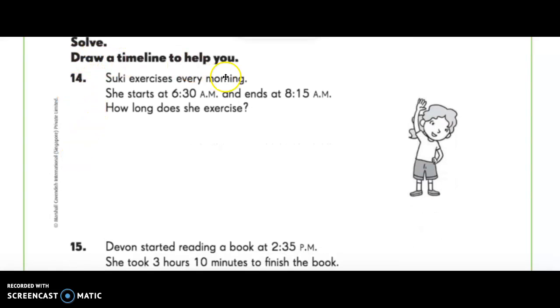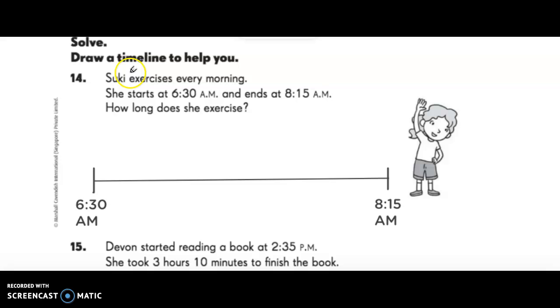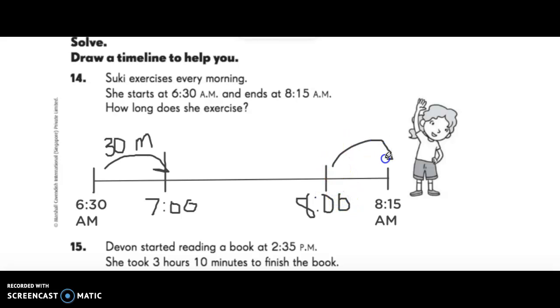All right, so again, draw a timeline to help you. Suki exercises every morning. She starts at 6:30 a.m. and ends at 8:15 a.m. How long does she exercise? We have our start time, we have our end time. So we are going to jump to that first solid hour after, which would be 7. And then we need to think going from 6:30 to 7 is a difference of 30 minutes. Okay, and then we can look at our end time and jump back to that solid hour before, which would be 8. And that means from here to the end time is a total of 15 minutes.